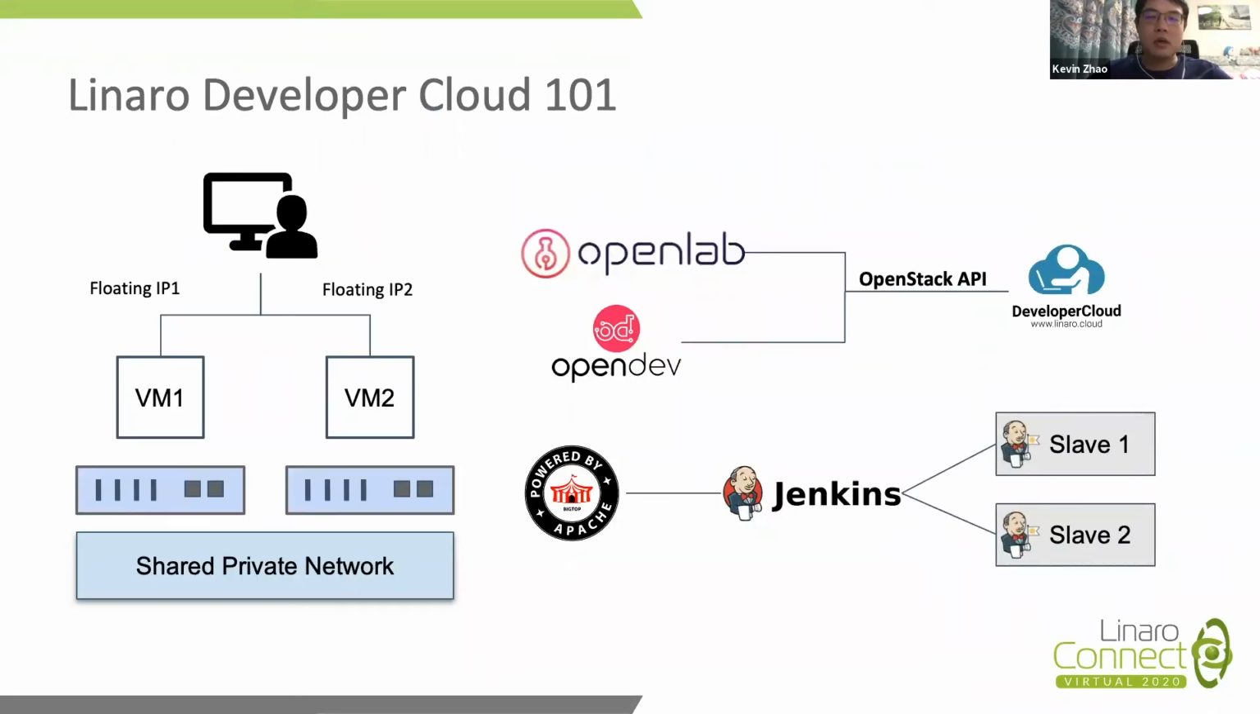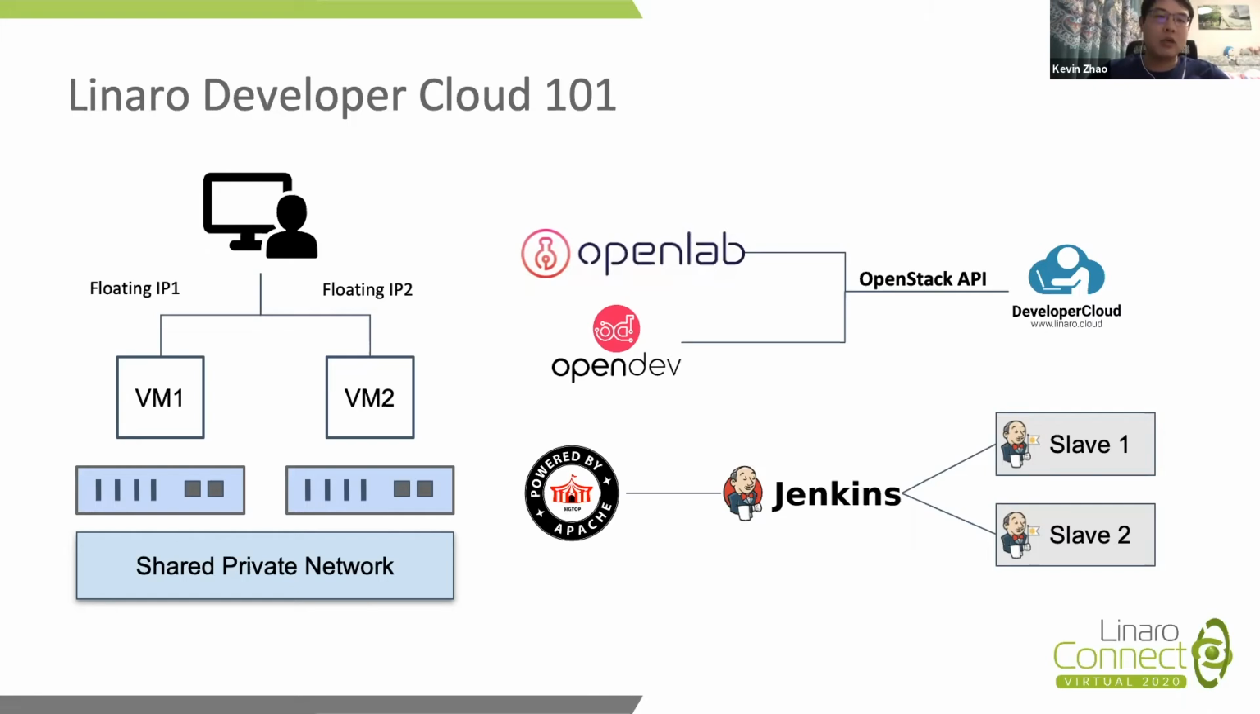So next, I will cover several user scenarios for our Linaro Developer Cloud. First is the most traditional. The user can access the virtual machine by attaching a floating IP to the instances. Different users can have multiple virtual machines in the shared network, while different tenants' virtual machines are isolated. The user can use either the UI or the API to manage our Linaro Developer Cloud.